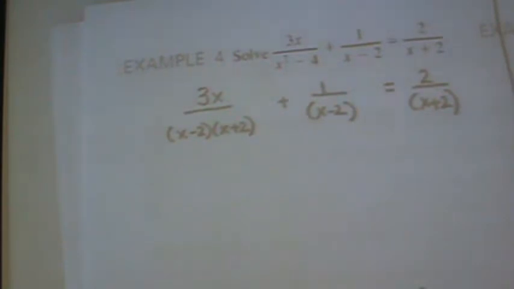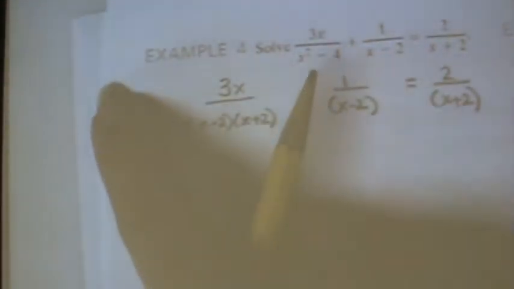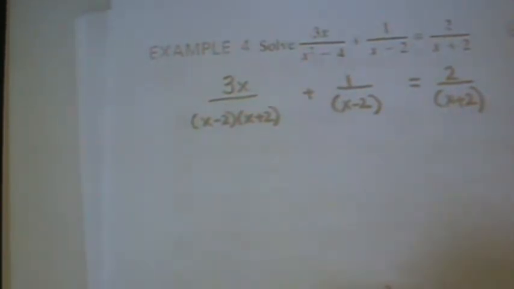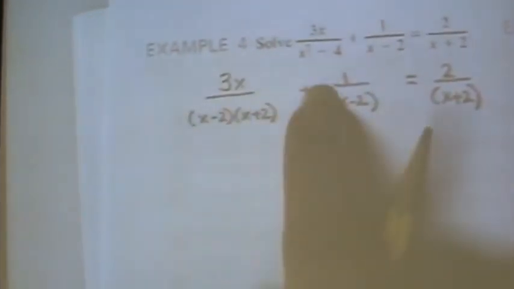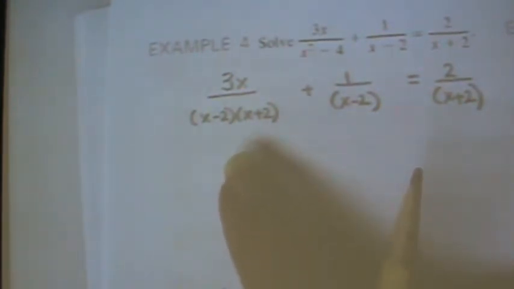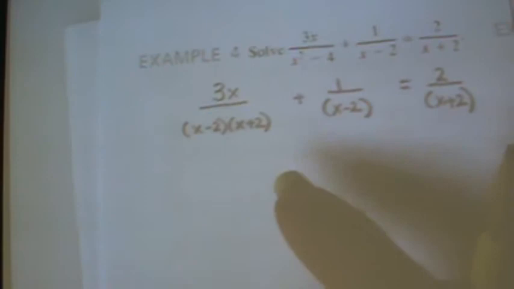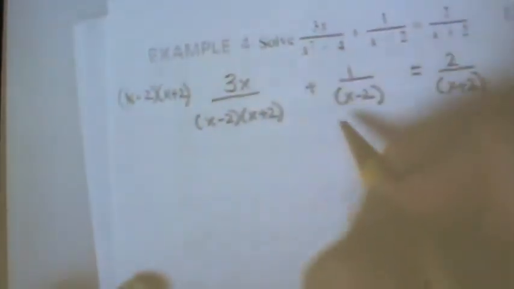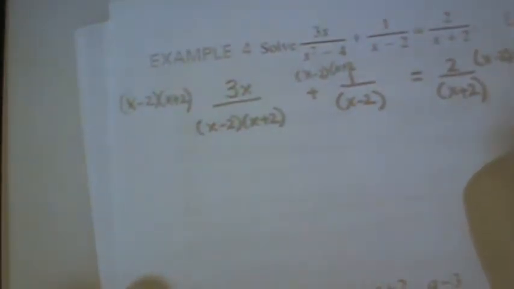Anyone think they know what the least common denominator is? What do I wanna put here, here, and here that's gonna knock off all of these? Okay, if I put an x plus 2 here, and an x plus 2 here, and an x plus 2 here, is that gonna eliminate all of these? No. What do I need? I need an x plus 2 and an x minus 2. Yep. So you're gonna put an x minus 2 and an x plus 2 here, here, and here.